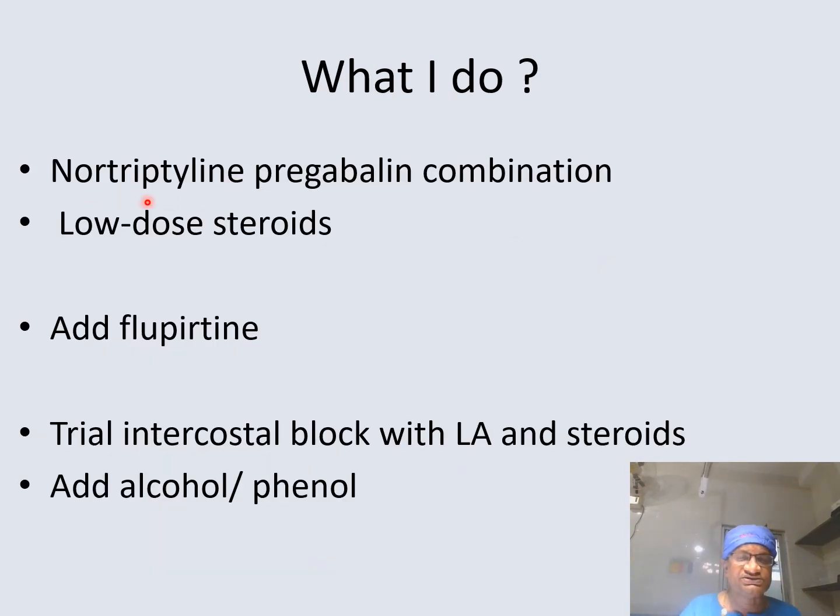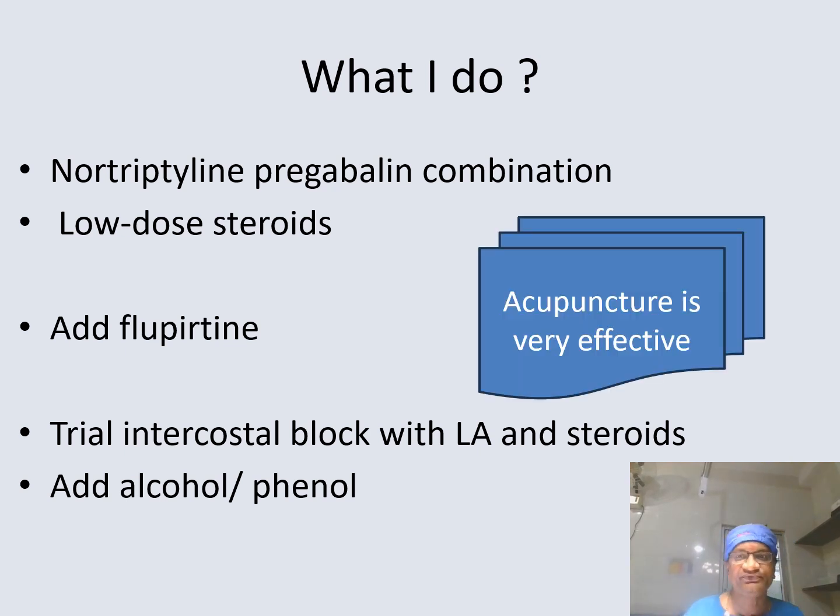Nortriptyline, what I do is nortriptyline and pregabalin combination with low dose steroids. I stop these steroids after a few days. Add flupirtine. If that is not going well in the first 3 to 4 weeks, I will give a trial block with LA and steroids and then add alcohol or phenol.